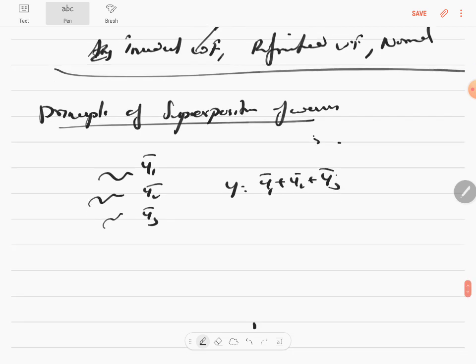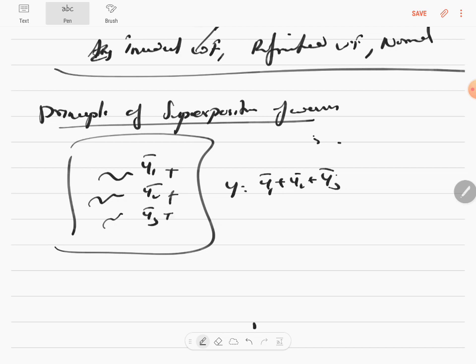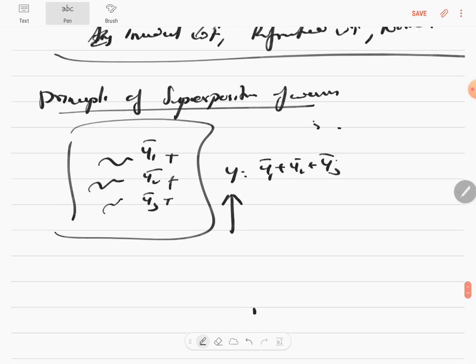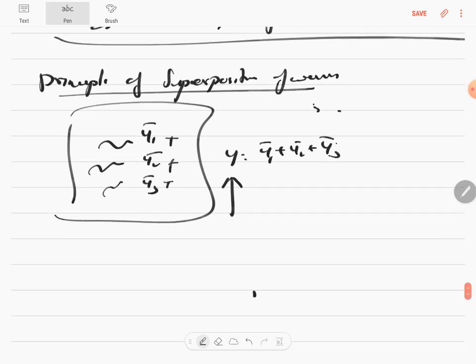So when a number of waves are traveling through the medium, they superimpose on each other and all get added. The resultant displacement, which is this y, is the vector sum of the displacements of the individual waves. Are you clear? That's the principle of superposition.